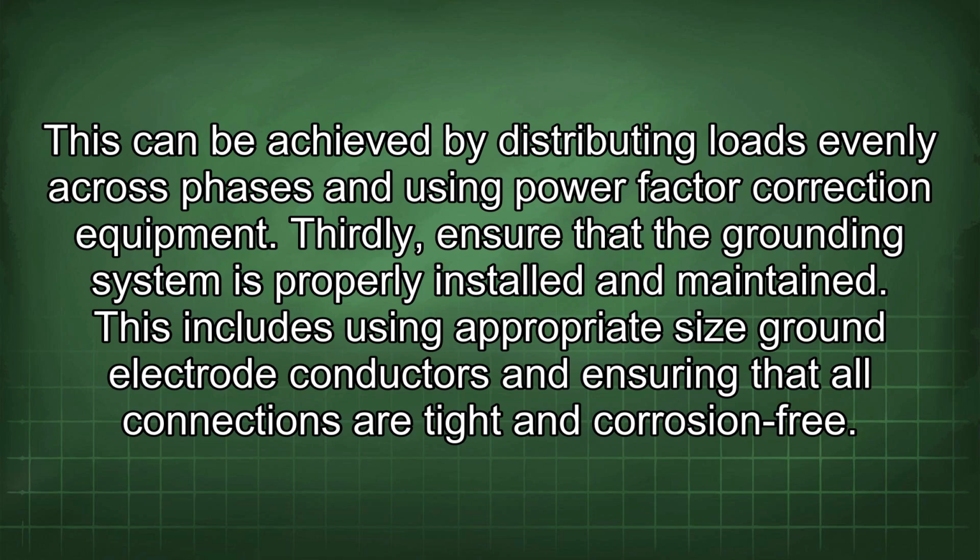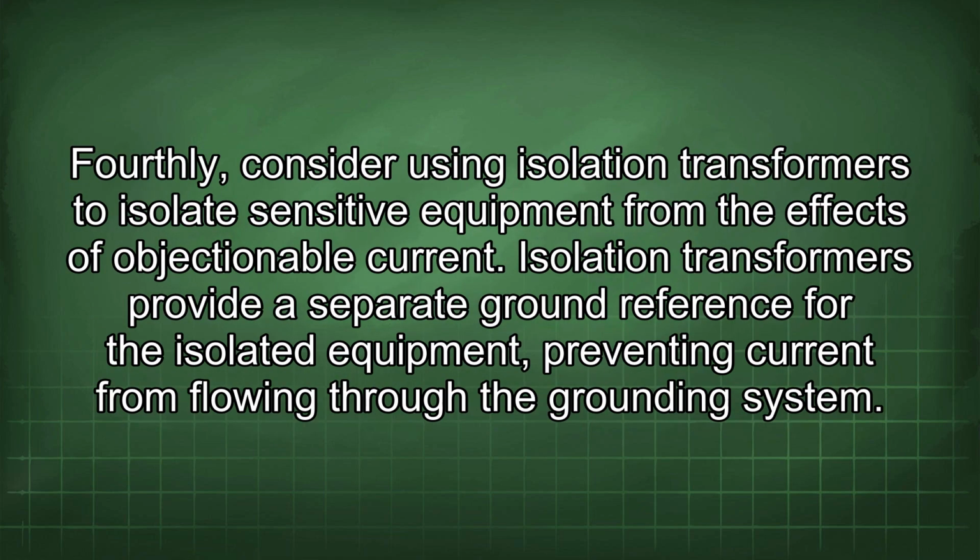Thirdly, ensure that the grounding system is properly installed and maintained. This includes using appropriate size ground electrode conductors and ensuring that all connections are tight and corrosion-free. Fourthly, consider using isolation transformers to isolate sensitive equipment from the effects of objectionable current. Isolation transformers provide a separate ground reference for the isolated equipment, preventing current from flowing through the grounding system.